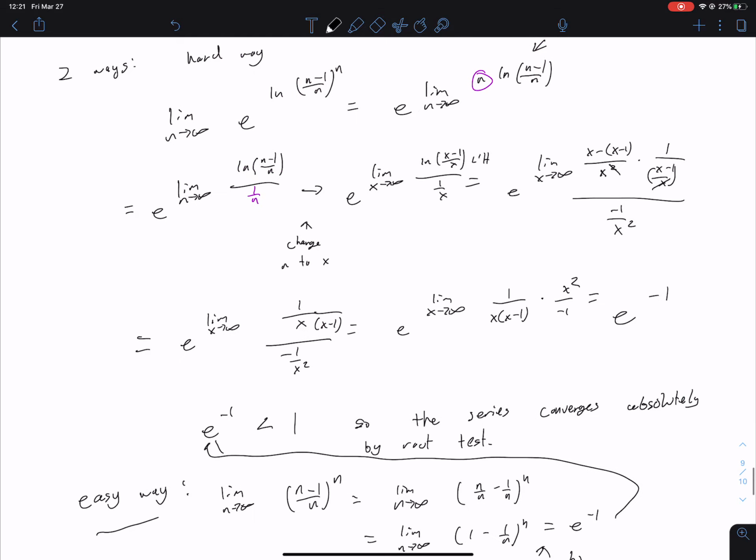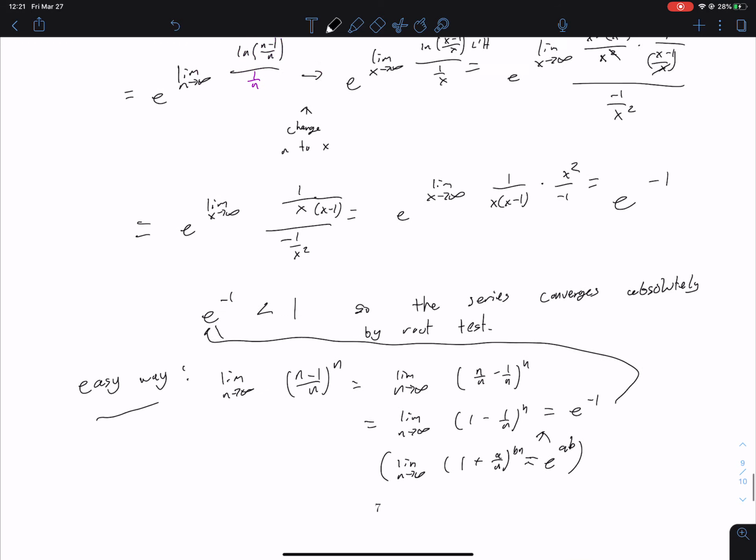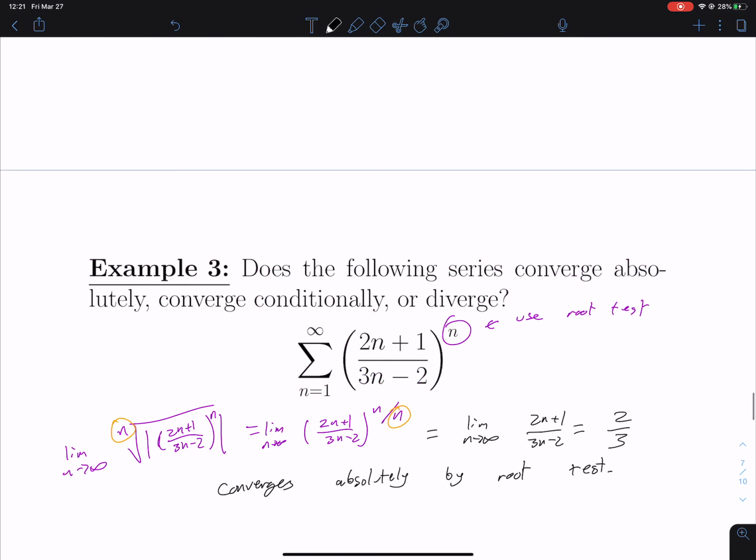So that is all of ratio and root test. I will do a lot more examples when we have our Zoom meeting, but this is the basics, and this should get you started on your homework.